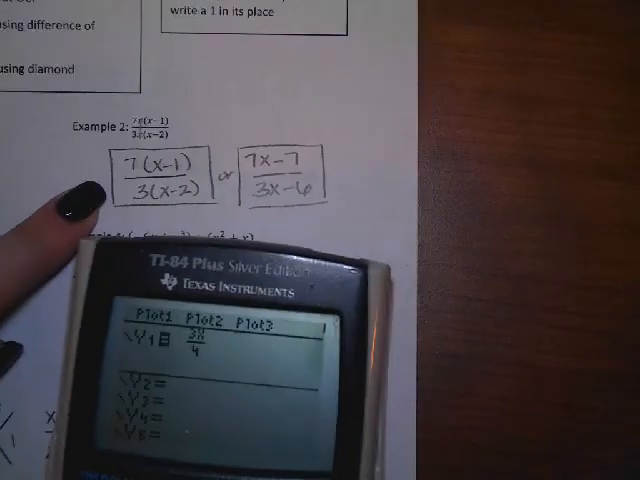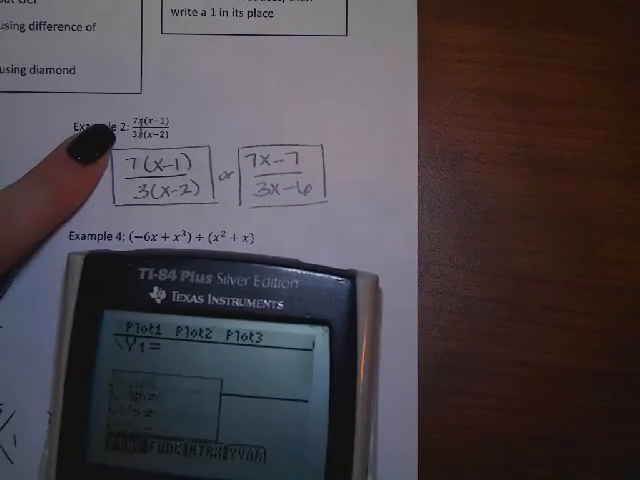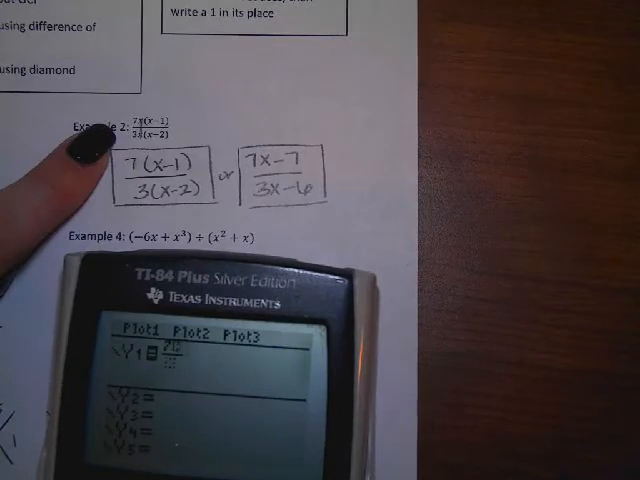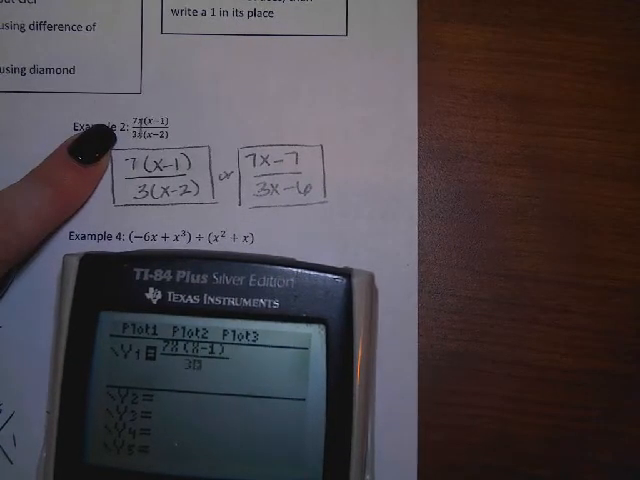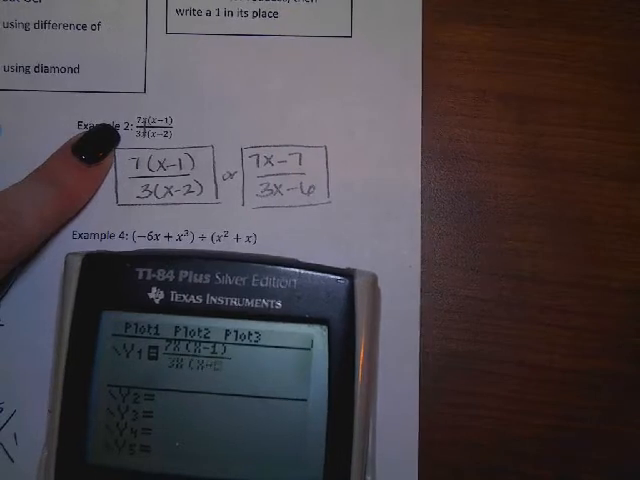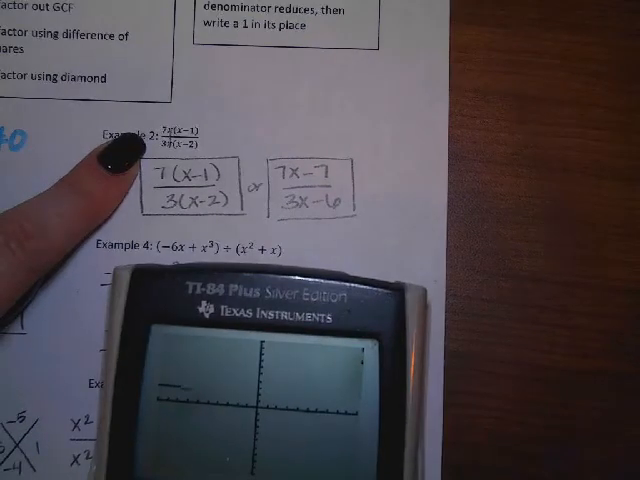So let's look at this one. The original problem said 7x times x minus 1 over 3x times x minus 2. I'm going to go ahead and graph it. It's a funky looking graph.